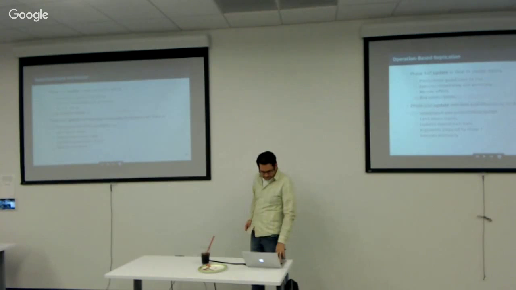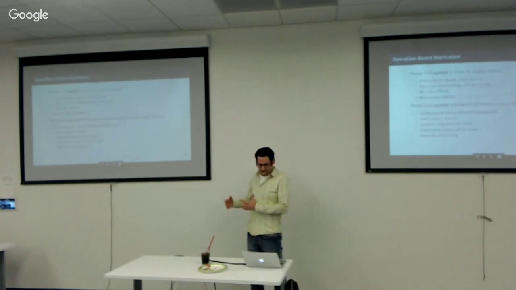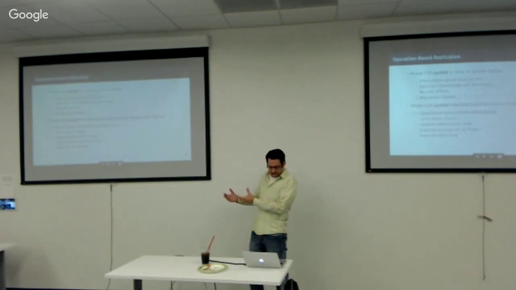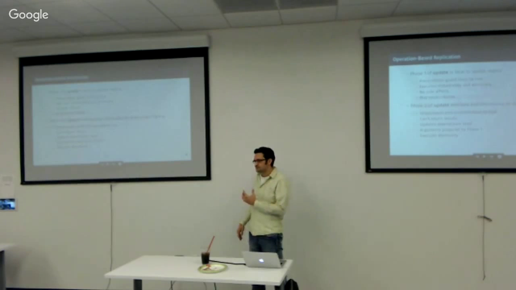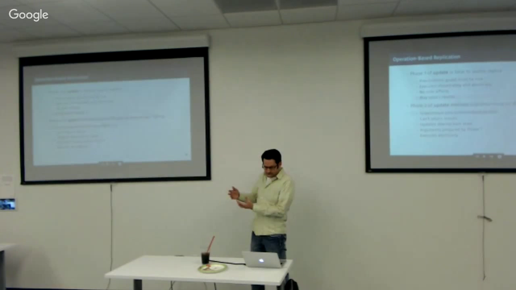So when we're doing operation-based replication, you have those two phases again. The first one updates the local source replica. You first check the precondition guard. If that's true, you execute immediately and atomically. And then there may be results that are returned to the agent, whatever the term was, performing the operation. But there's no side effects as a result of phase one.